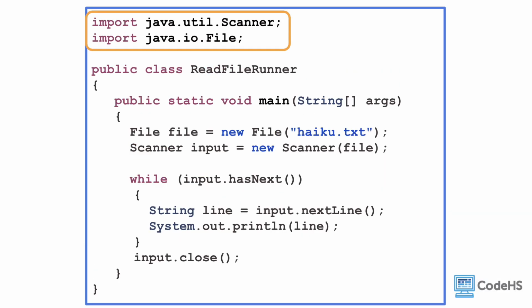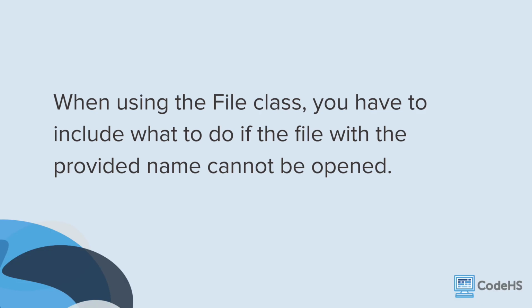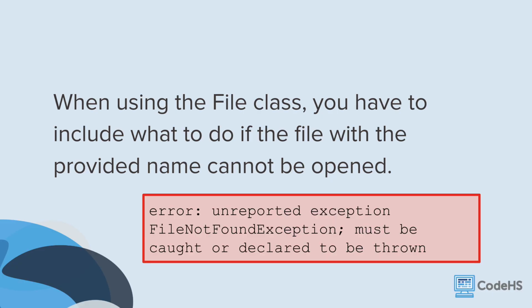Then, you need to import the Scanner class, which is part of the java.util package, and the File class, which is part of the java.io package. Additionally, in Java, when using the File class, you have to include what to do if the file with the provided name cannot be opened. Without adding this to the program, an unreported exception error will occur.